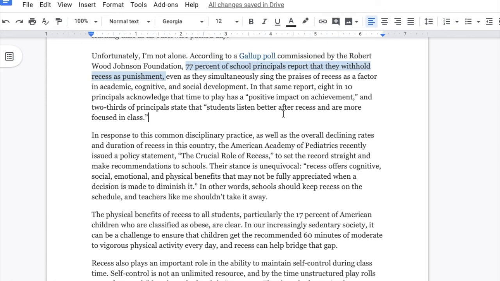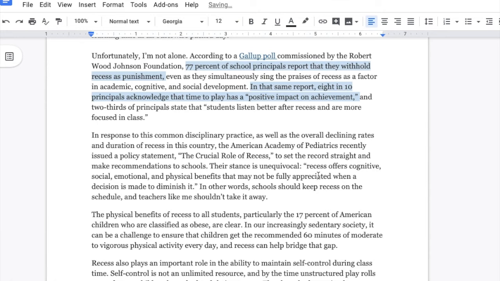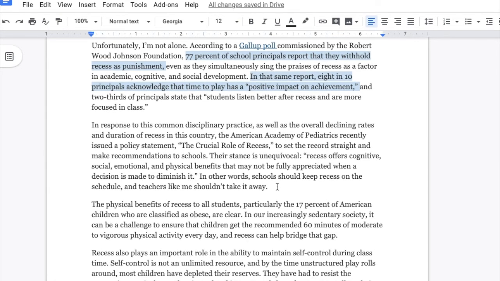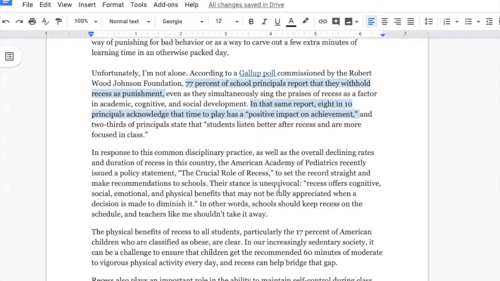She goes on to talk about how 8 in 10 principals acknowledge that time to play has a positive impact on achievement. So here she's using some more evidence in her argument's favor to identify the importance of recess in having a positive impact on achievement. So now she's backing up her reasoning of not removing recess from kids who act out using evidence. So we have our reasoning, our claim, our evidence.